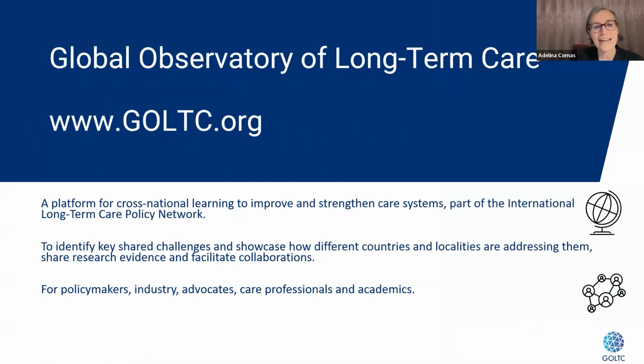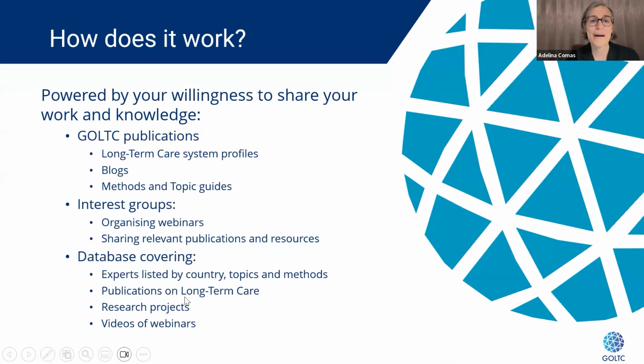Our aim is to share evidence on the key challenges facing long-term care systems, showcase how different countries and localities are addressing them, and we want to share research evidence, facilitate collaborations, and have good discussions. It is aimed at everybody, from policymakers, industry advocates, care professionals, and academics. And the way it works is that it's powered by people's willingness to share their work.